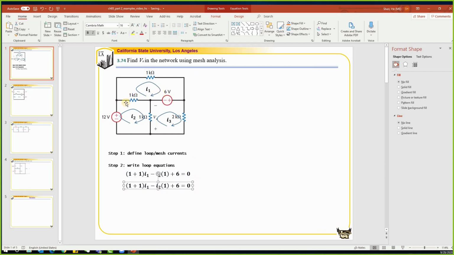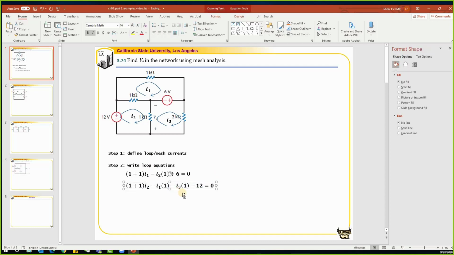The second loop, we do the same thing. The coefficient for I2, that is 1 plus 1. Then minus the shared resistance 1K times I1, minus this 1K times I3, minus 12 is equal to 0.